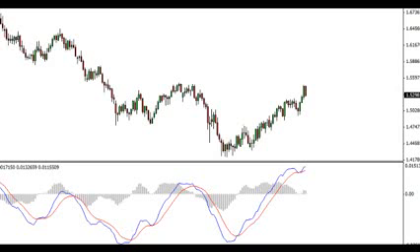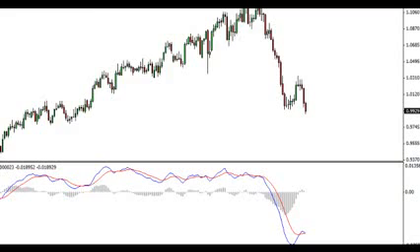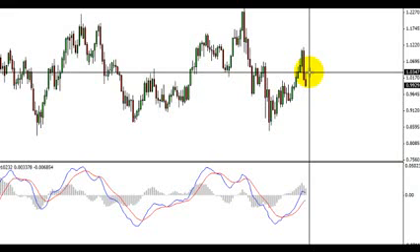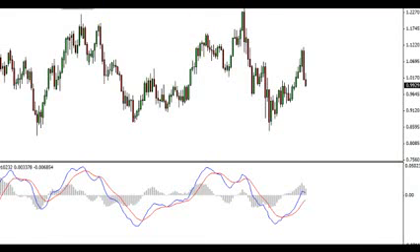Another pair I want to talk about, which I also mentioned in the previous week, was the Canadian franc. I talked about the monthly chart. We saw this 3 candle pattern, 3 bars engulfing. We looked for a correction. We had a correction, and then bam, we got the beginning of the move.